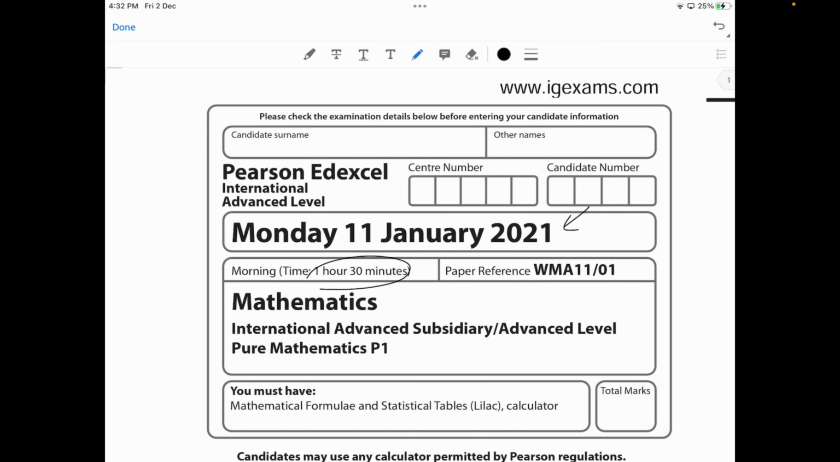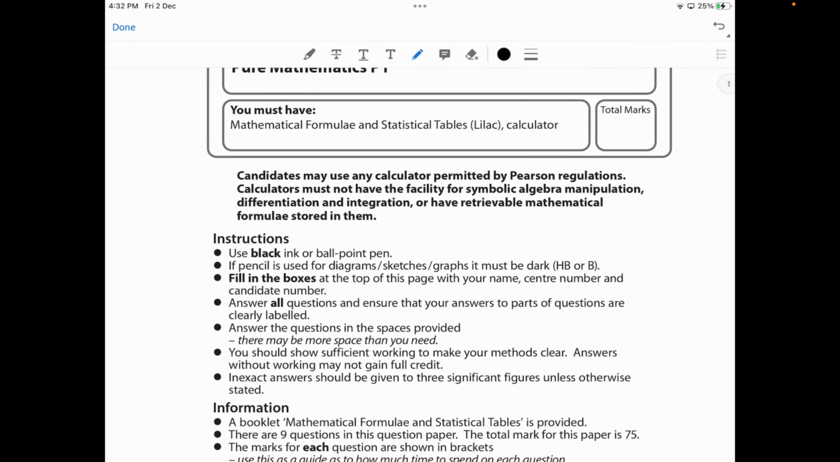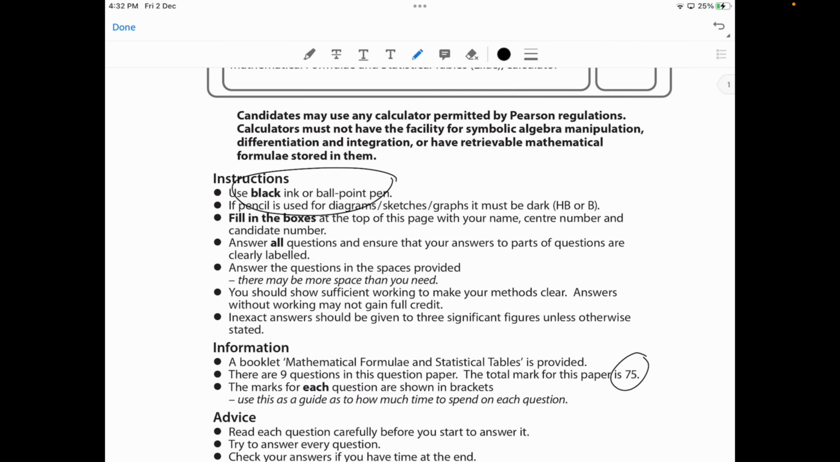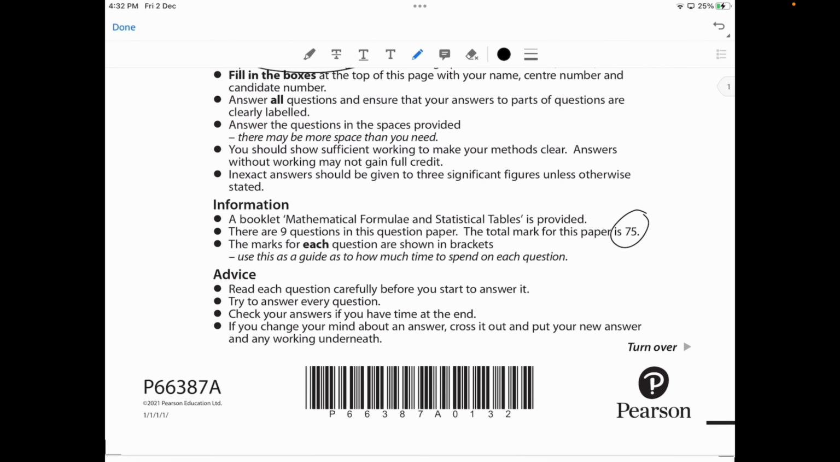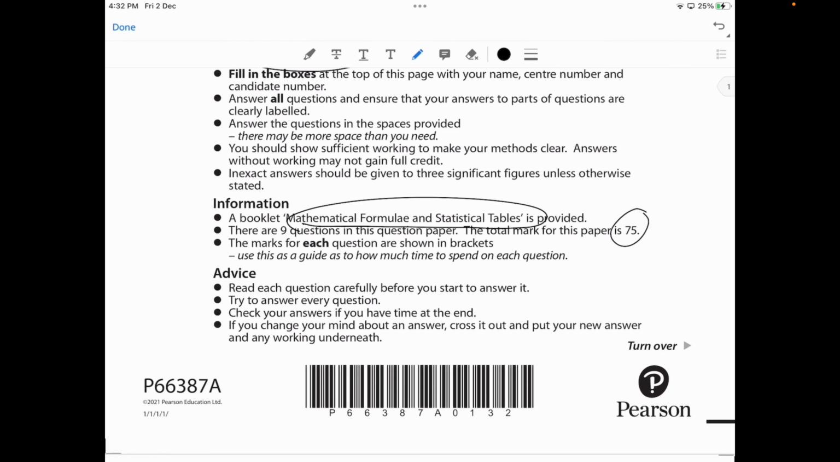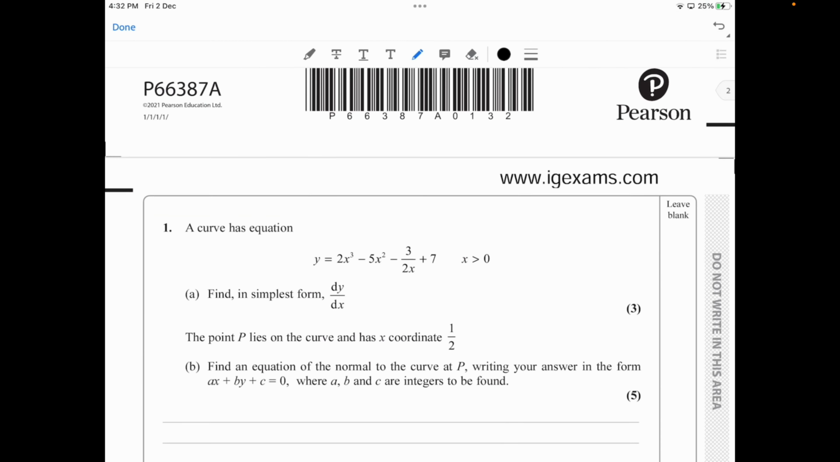All right. So the total marks for this paper is roughly about 75 marks. Do use black ink or ballpoint pen. It's very critical that you use black font in this case for the exam. Okay, a mathematical formula and statistics tables will be provided. All right, let's move on to the first question.